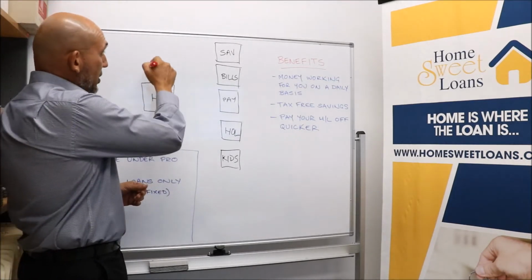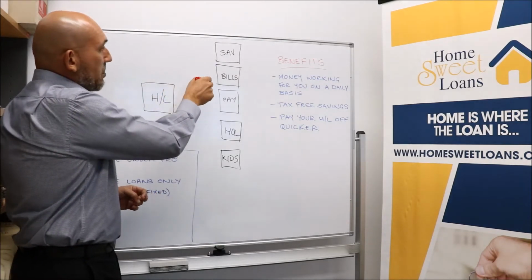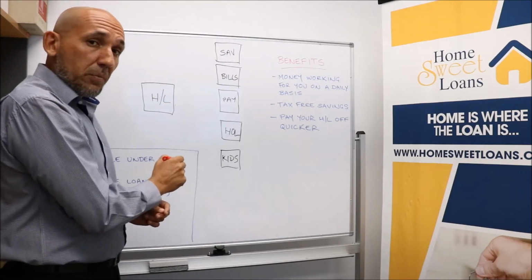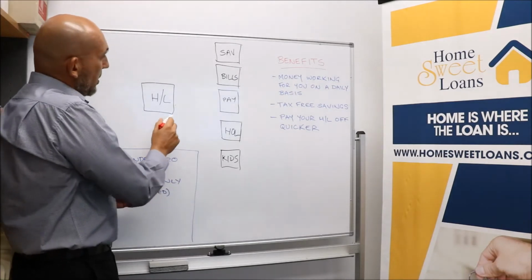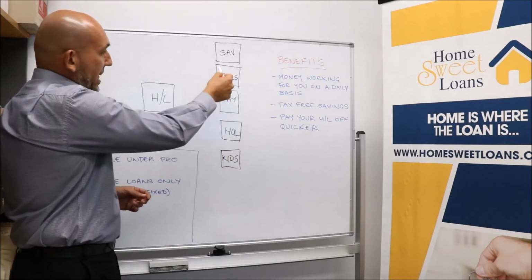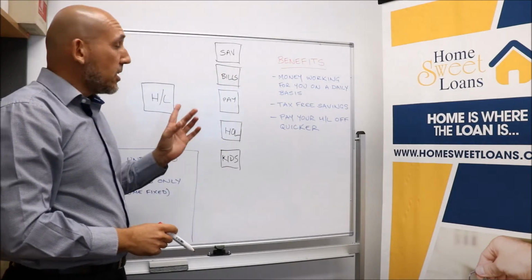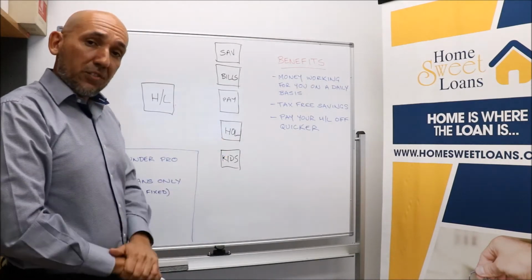Okay? You can have a separate offset account linked to another home loan, but you can't have the same offset account linked to multiple home loans. It simply doesn't work that way. Okay? One particular lender will actually allow us multiple offset accounts against the home loan. So where most lenders only allow you one offset per home loan, one lender will allow you unlimited offset accounts.